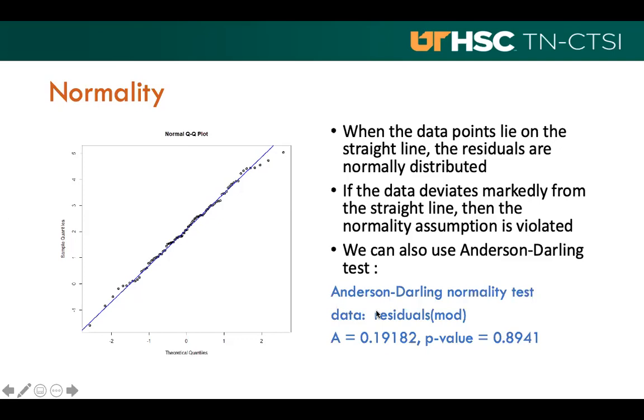We can also test normality of the residuals using the Anderson-Darling normality test. Again, in this case, it gives us a p-value above 0.05, which tells us that the data does not deviate from normal distribution.